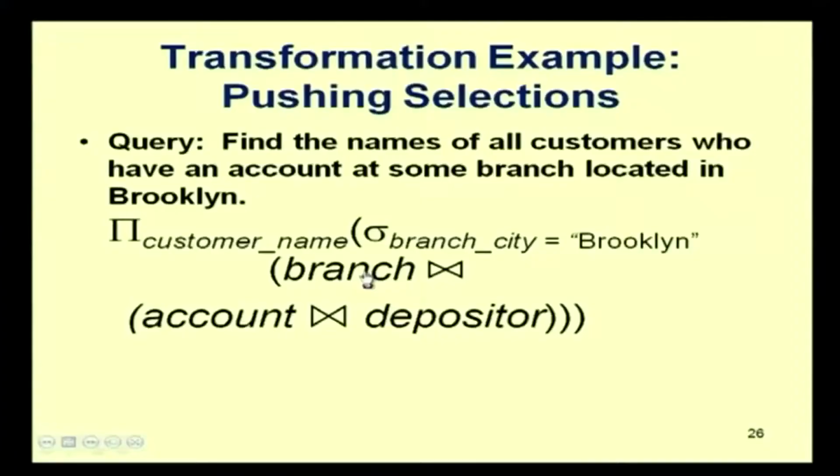Here you have branch join account join depositor, all three of which you need in order to find this, because branch will tell me which branch is located in which city, account will give me the account number, and the account number along with the customer name will be given here. So, let us take the example of 7a.